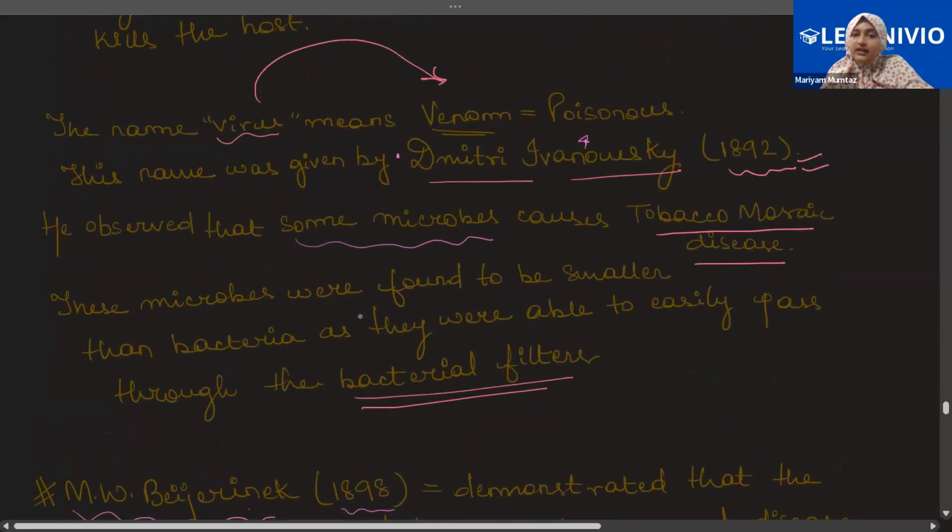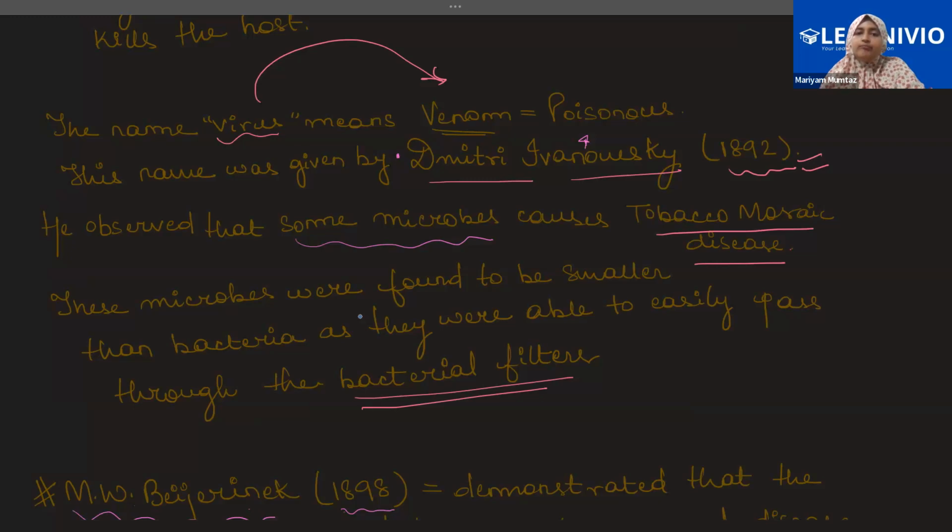So one more thing that we now know about viruses, apart from the fact that they are dead outside and living in the body of the host, is that they are smaller than the bacteria. Why? Because they can pass through the bacterial filters.